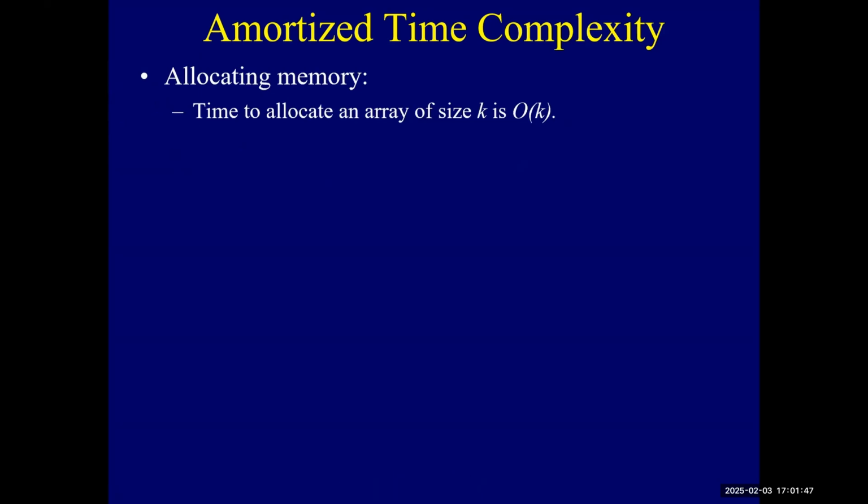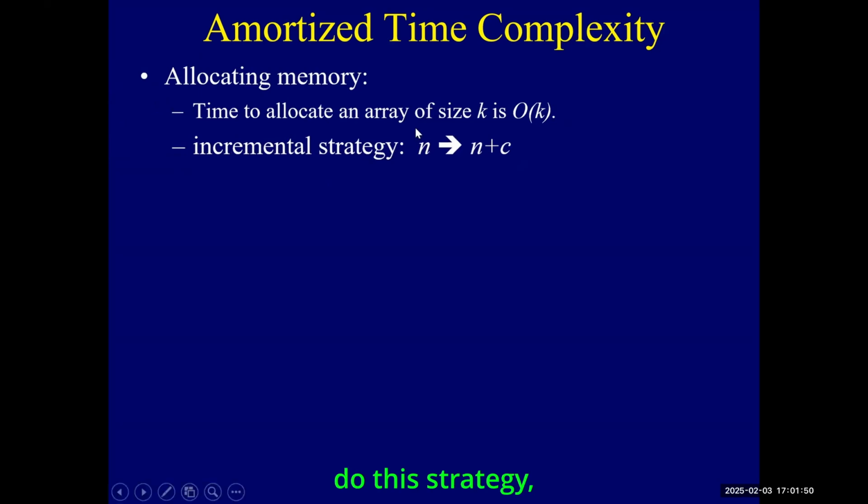So if I do this strategy, I go from n to n plus c. When do I have to do it? I start off with a small array, maybe one of size c, and then it gets full, so I go to 2c. And then it gets full, so I go to 3c. And I keep going until I've done all of them. Everybody see our time?